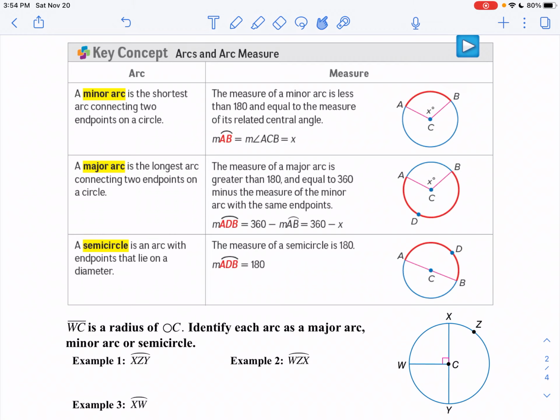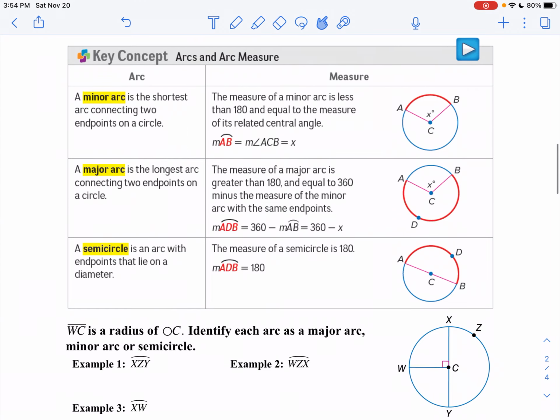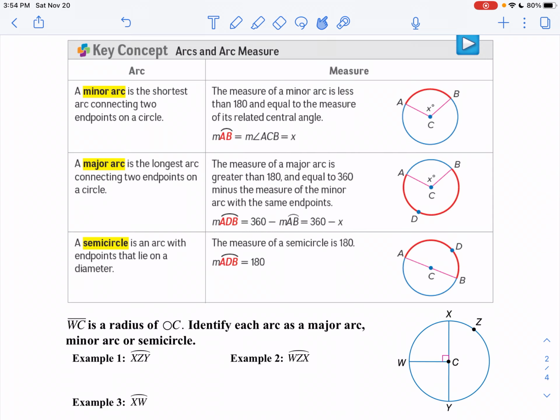An arc is part of a circle. We have three vocabulary words relating to an arc. I'm going to start with the bottom one, because everything depends on the semicircle. A semicircle is going to be half of your circle. So if you have a diameter, you cut off a semicircle.